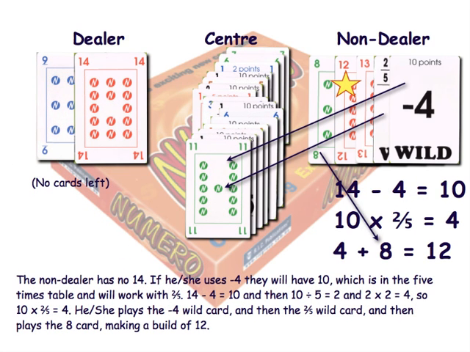The non-dealer has no 14. If they use take 4, they will have 10, which is in the 5 times table, and will work with the 2/5. So 14 take away 4 equals 10, and then 10 divided by 5 equals 2, and 2 times 2 is 4. So 10 times 2/5 equals 4. So they play the take 4 wild card, and then the 2/5 wild card, and then they play their 8 card, making a build of 12.